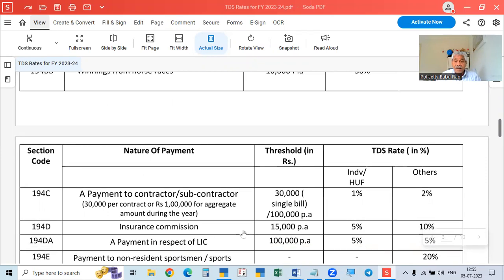So for payment to the contractor, the limit is 30,000 rupees per bill. Every bill, 30,000 rupees is the limit. Less than that, we need not deduct. Above that, we have to deduct. But per annum, it is 1 lakh. So if you don't deduct on bills less than 30,000, after 4 or 5 bills it will cross 1 lakh. If it crosses 1 lakh, the total amount is to be deducted from the beginning. So that is the limit.